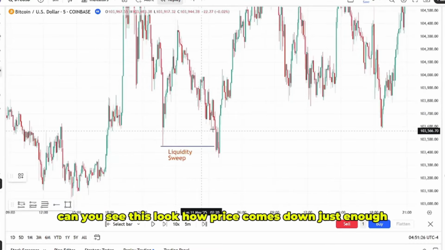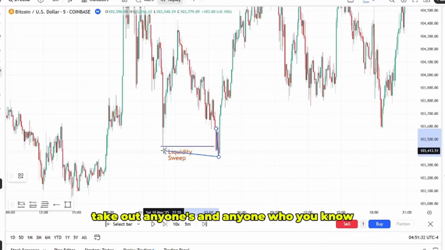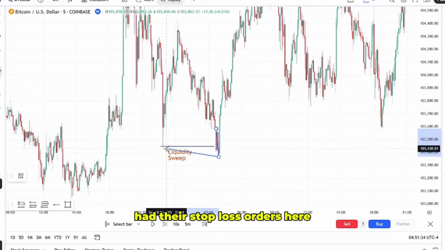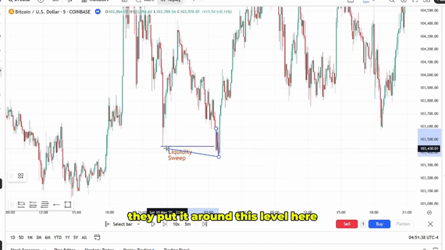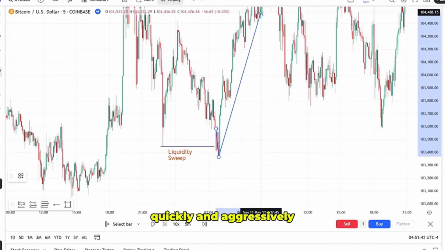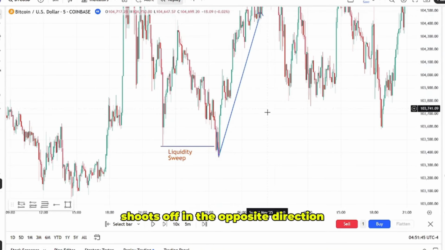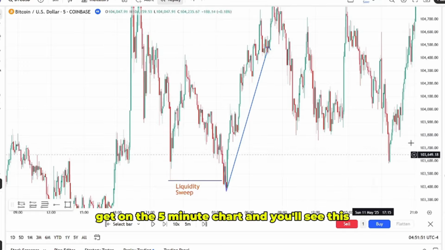Can you see this? Look how price comes down just enough, just slightly below this low, where there would be stop loss orders, to take out anyone who had their stop loss orders here, because not everyone puts it exactly at this low. They put it around this level here. So price comes down just enough to take out stop loss orders, quickly and aggressively shoots off in the opposite direction. That right there is a liquidity sweep, and you will see that in any market, right? Whatever you like to trade, get on the 5-minute chart and you'll see this.